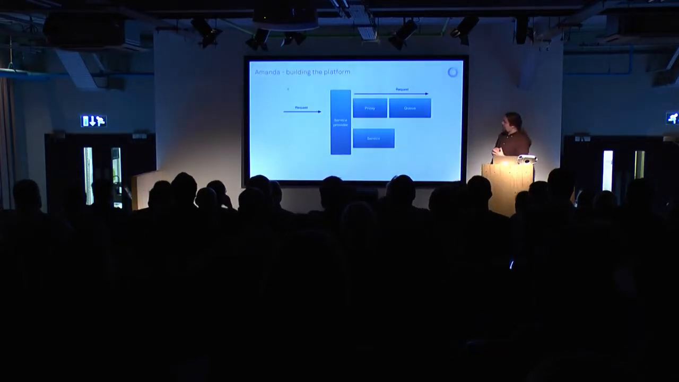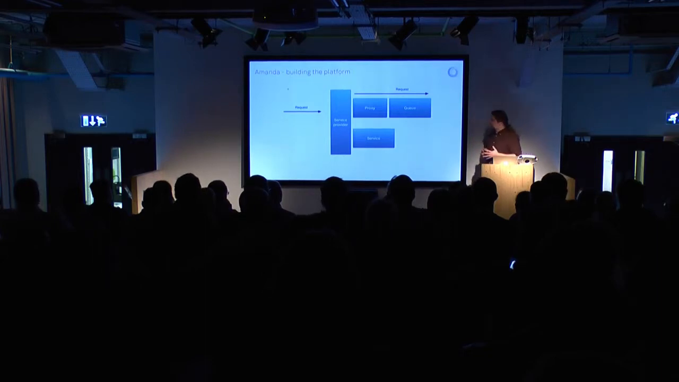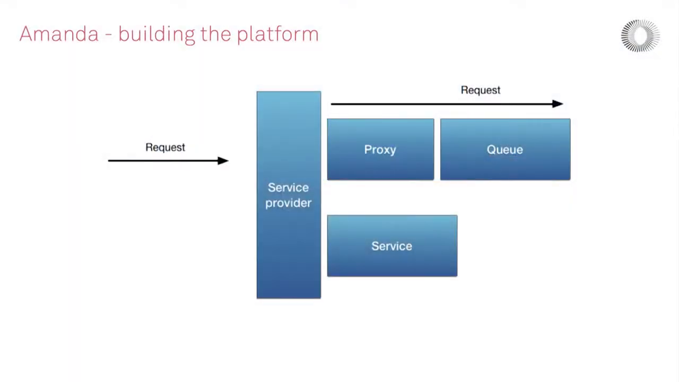So Amanda itself. This is pretty much me going into some of the more technical parts. I'll try to go through this quickly. I won't step into too much of the actual coding details, although there are some slides in there. There's a different presentation online from EuroPython where I go into more detail on these things, if you're interested. So this is the system that we built: we've got a service provider, a service, proxies, and queues. That's all we've got.